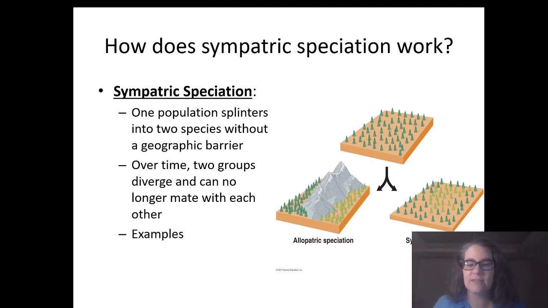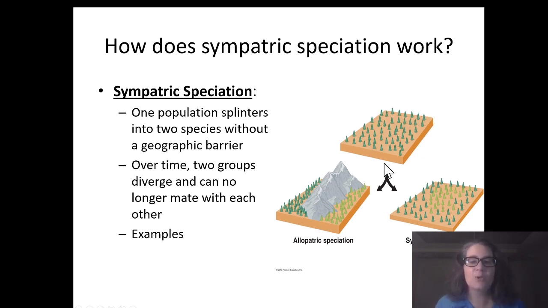Sympatry is a little different. This is shown over here in this picture of this tree species. Remember, allopatry is like this mountain range, a geographic barrier that splinters a population into two groups and they become two different species. But in this other picture, we have this tree species that is splintering into two populations without a geographic barrier. And how this can work, an example of this might be genetics.